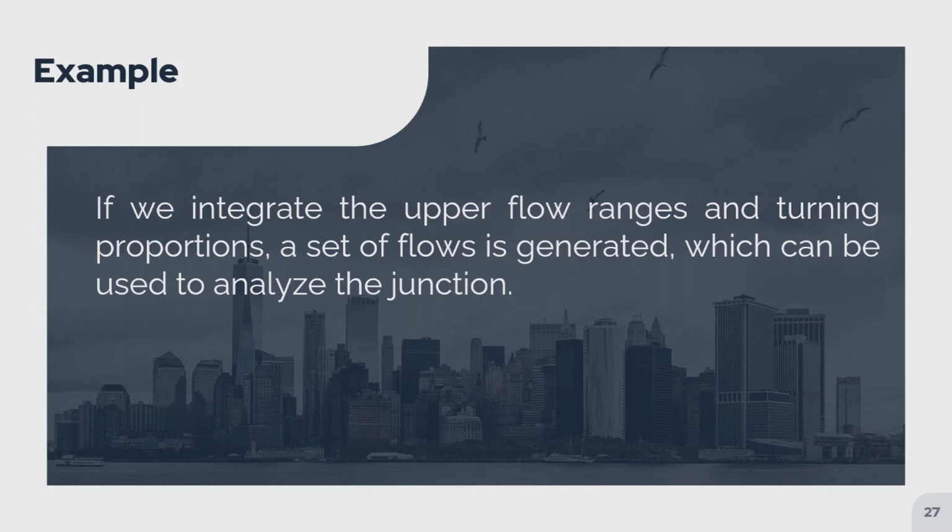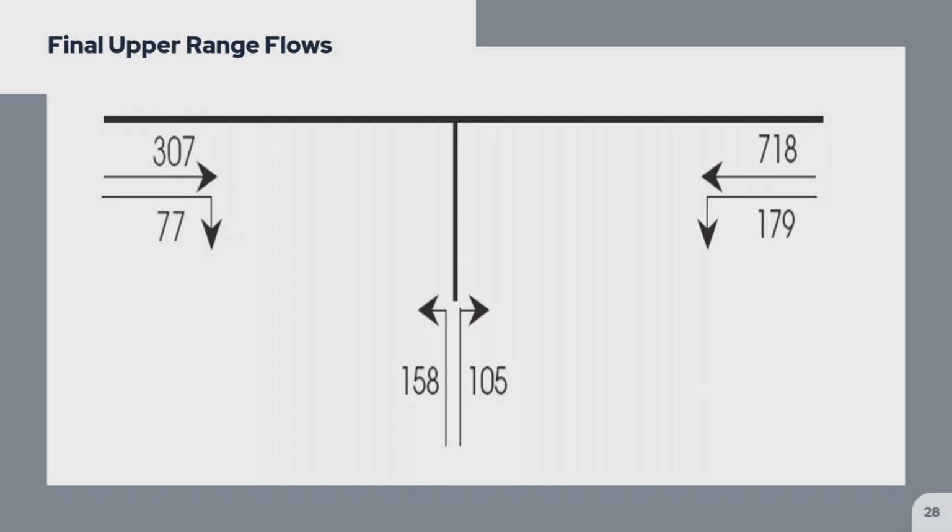Taking the upper flow ranges, combined with the turning proportions indicated, a set of flows is derived which can then be used to analyze the junction. Next, we get the final upper range flows, which will be essential in designing the highway intersection.